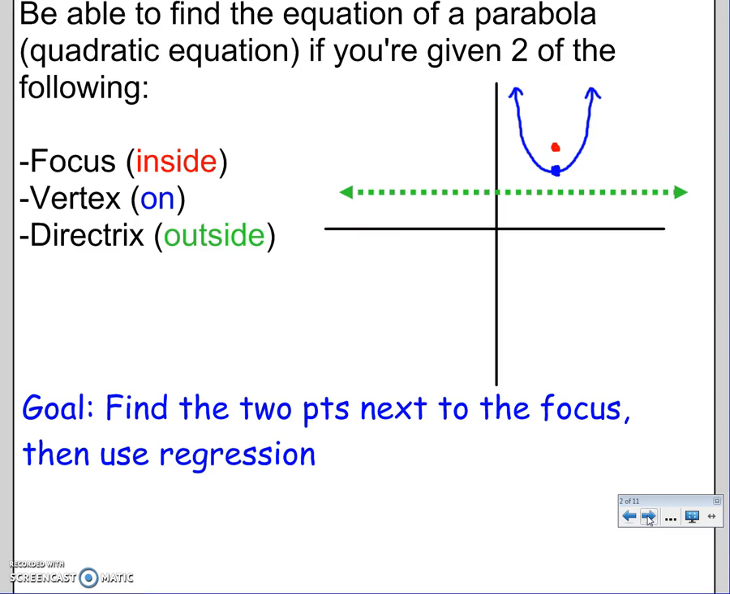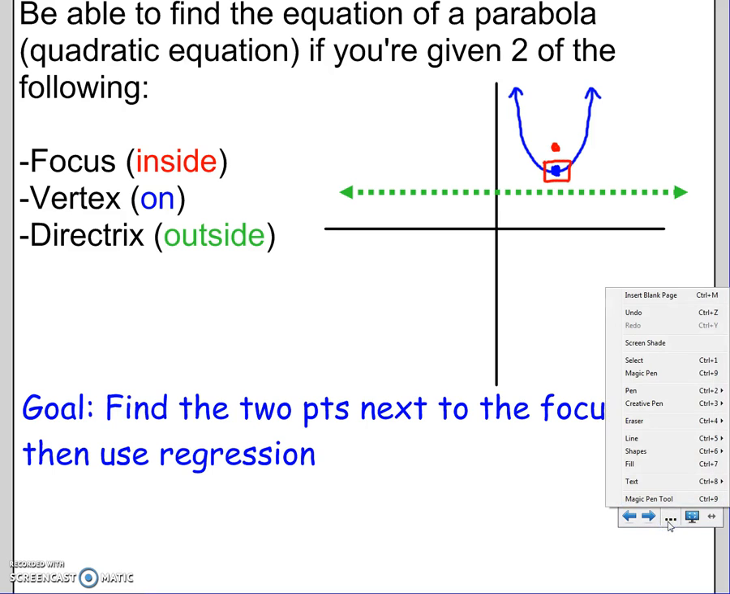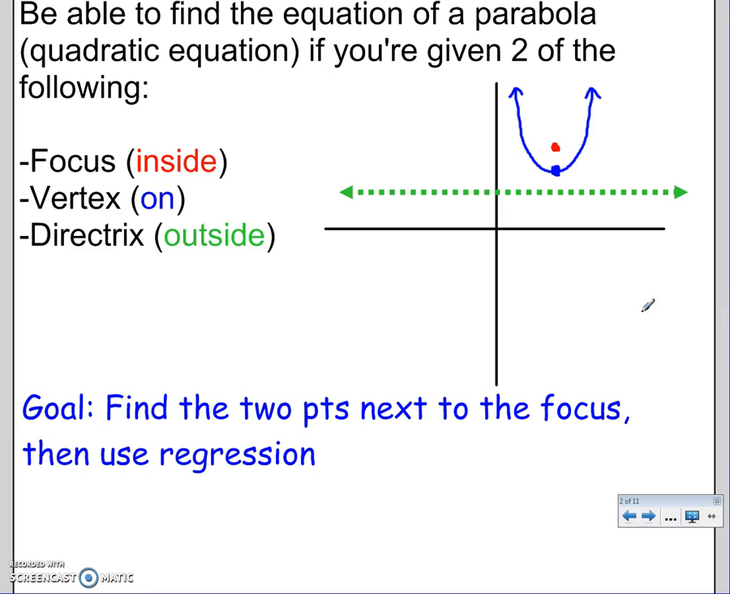So be able to find the equation of a parabola, or a quadratic equation, if you're given two of the following. So it's like the last topic. Instead of having 3 points and using a calculator to do quadratic regression, we're going to have two of these three certain things. There's something called a focus. It's that red thing inside a parabola. It's this thing right here. There's the vertex, which y'all know is the minimum or maximum of a parabola. It's the starting point, and it is on the parabola. And a directrix, which is a line outside the parabola, that green line. Now we only need 1 point on the directrix, which is directly below or above the vertex.